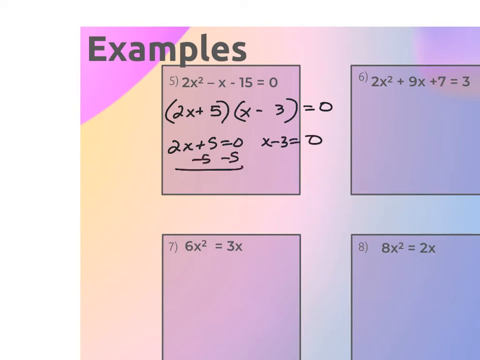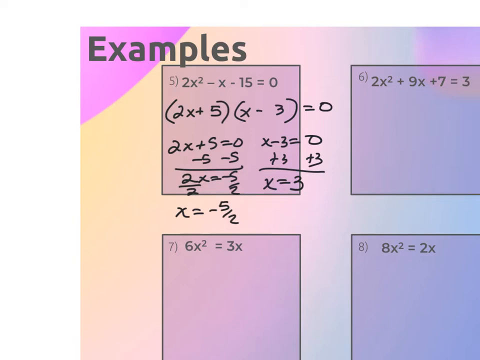Subtract 5, 2x equals -5, divide by 2, and x equals -5/2. Add the 3, and x equals +3. Now, if we were graphing, I would probably make that improper fraction a decimal or a mixed number. I'm not graphing, so I'm just going to leave it improper.